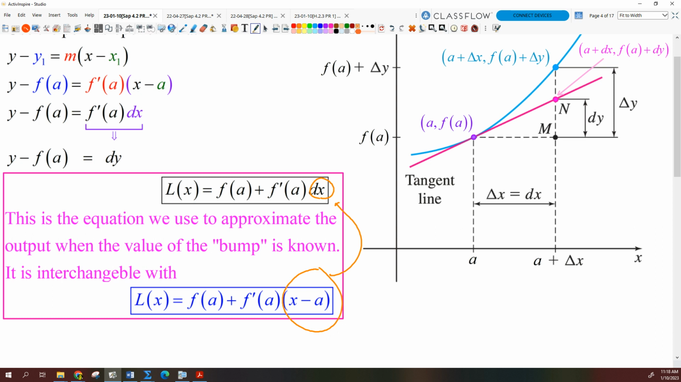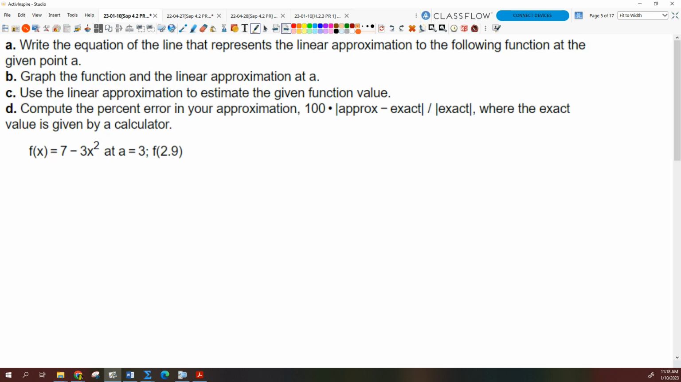Okay. All right, so let's look at some examples. What about one like this? Write the equation of the line that represents the linear approximation to the following function at the given point a. So here's our function, f of x equals 7 minus 3x squared, and we're picking the value of a to be 3. Okay, so what are we going to do? What's our equation we're going to use here?